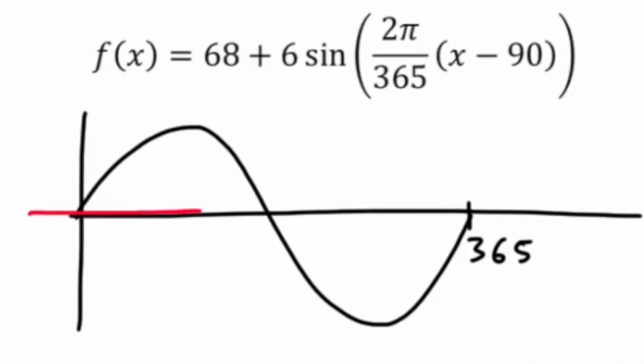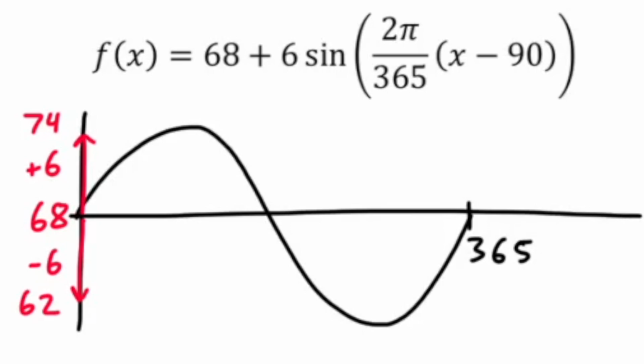And normally a sine graph would be centered around a midline of 0, but this one's been moved up. This equation has been shifted up 68. So the midline is 68. And the amplitude is 6, so that tells me it's going to get 6 units higher and 6 units lower from that. So 68 plus 6 is 74, and 68 minus 6 is 62. So we took care of the amplitude and the vertical shift. We took care of the difference in the period compared to a normal sine function.